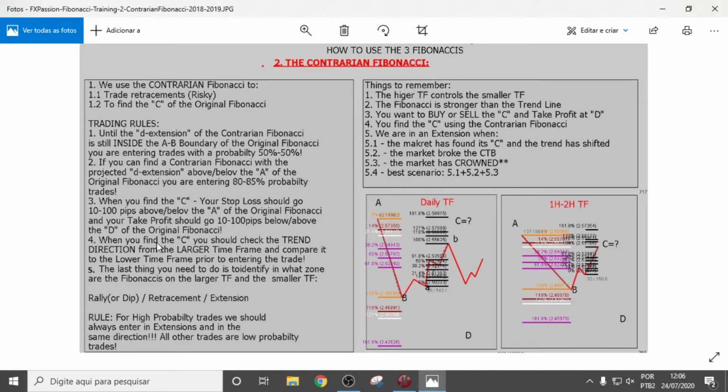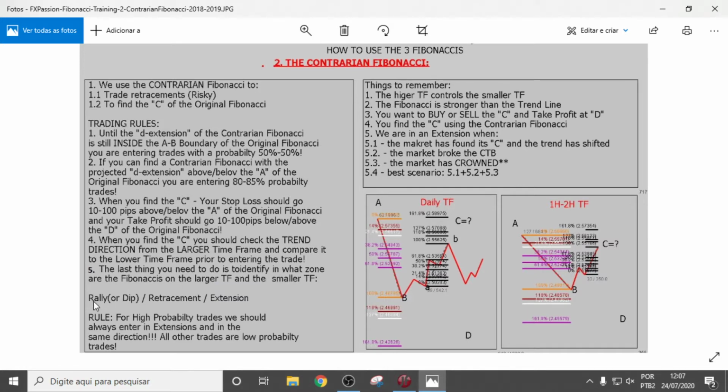Number 4, when you find the C, you should check the trend direction from the larger time frame and compare it to the lower time frame prior to entering the trade. Number 5, the last thing you need to do is identify in what zone are the Fibonaccis on the larger time frame and the smaller time frame.